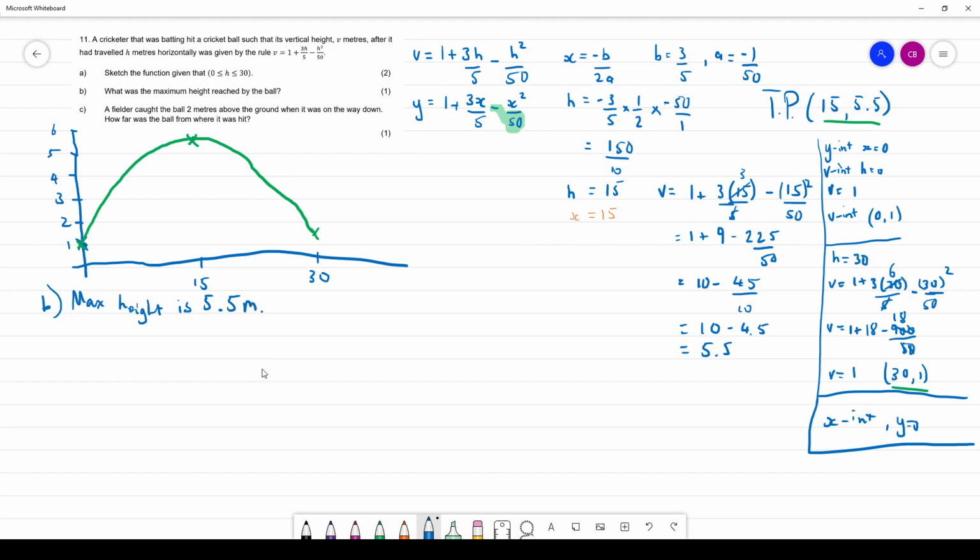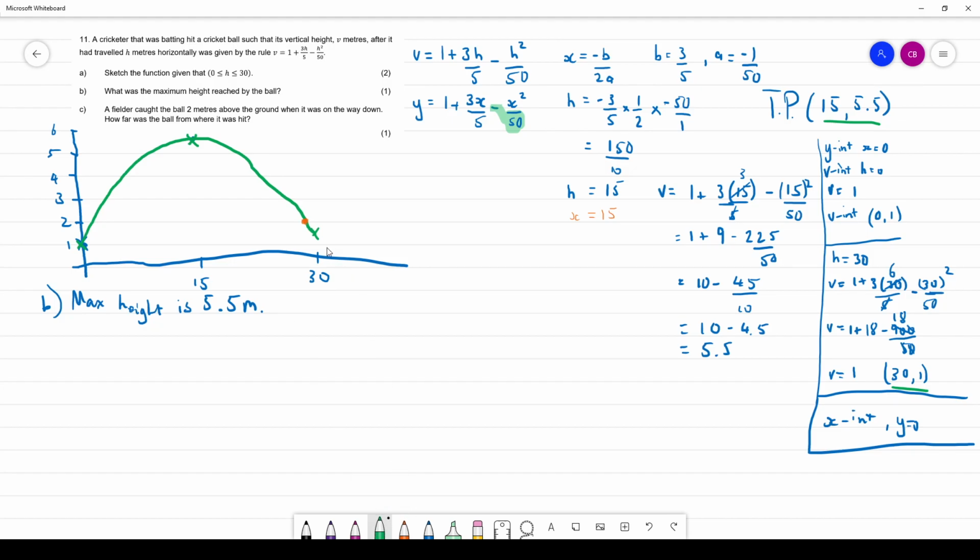Question C. A fielder caught the ball 2 meters above the ground when it was on the way down. How far was the ball from where it was hit? Oh, a lot to think about there. So over here is the batsman, or the batsperson. This is where they hit the ball. And then it flew up, reached its maximum height here, and started to come down. And they caught it 2 meters above the ground, but our function finishes 1 meter above the ground. So we've got to go to 2 meters above the ground and be like, all right, there it is. This is where it was actually caught.